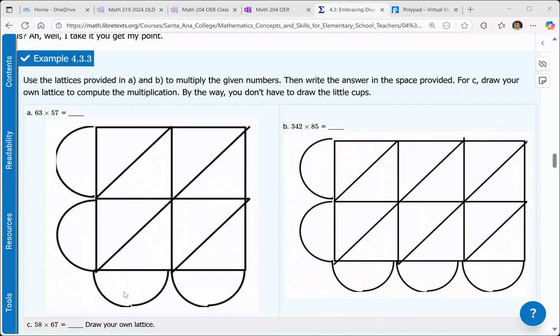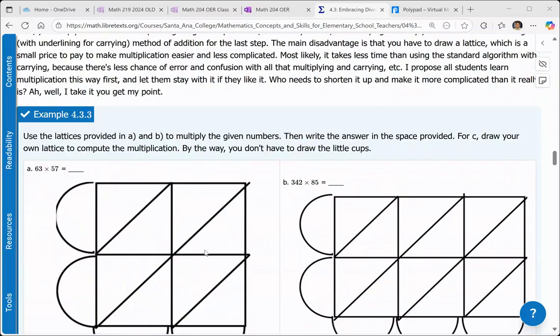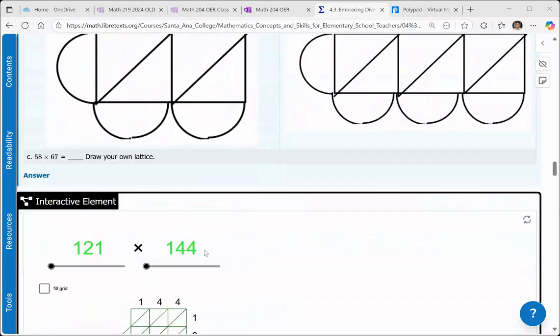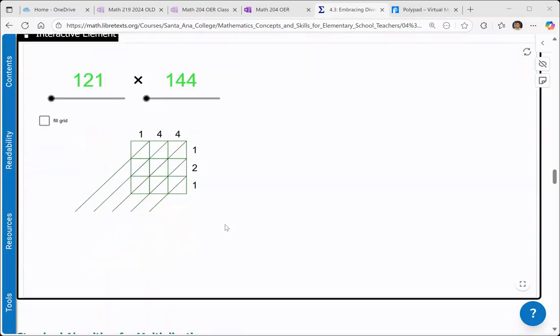Let's continue our discussion of multiplication algorithms. We left off on the lattice method. Hopefully that makes some sense. There's another way of organizing your multiplication inside the textbook. I'll remind you of interactive links and things.